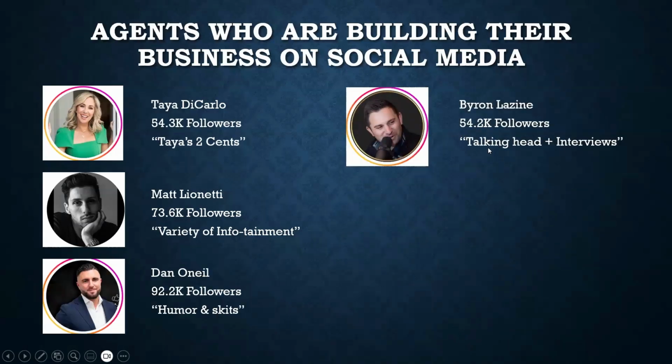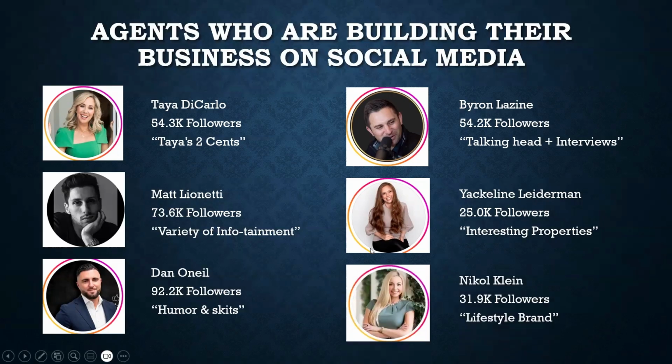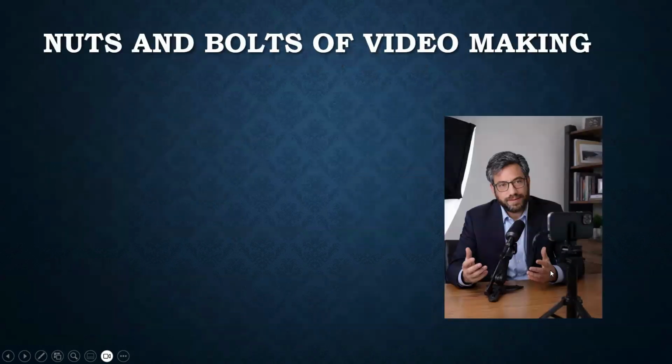Byron does mostly talking head and interviews. So those are on the serious side. Jacqueline Liederman, I just like her name, right? Isn't that funny sounding? Anyway, she does the interesting properties. She does the tree house and the house that's completely round and the one that looks like a castle and things like that. And she built a big following from that. And then Nicole Klein uses a lifestyle brand. She's the one that takes the pictures in the private planes and stuff like that. So you find your own niche and you build your business.